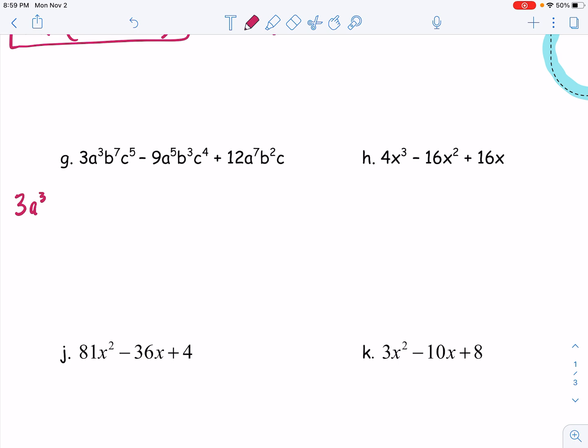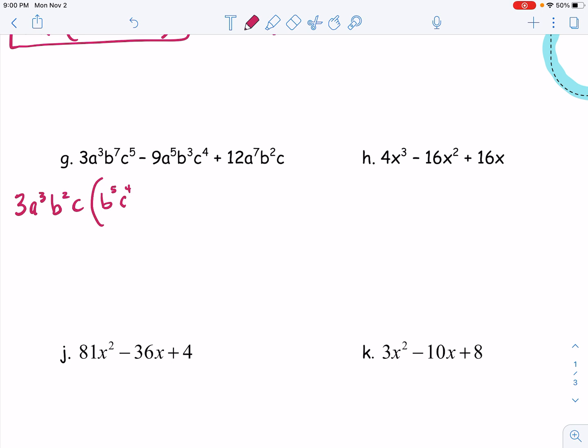All of them also have a b, and the lowest exponent is 2. So I can take out a b squared from all of those terms. And they all have a c, and the lowest exponent of the c term is 1. So I can only take out one c term. What does that leave me with? Well, if I divide 3 by 3, I get 1. A cubed divided by a cubed is also 1. B to the 7th divided by b squared is b to the 5th. And then c to the 5th divided by c is c to the 4th.